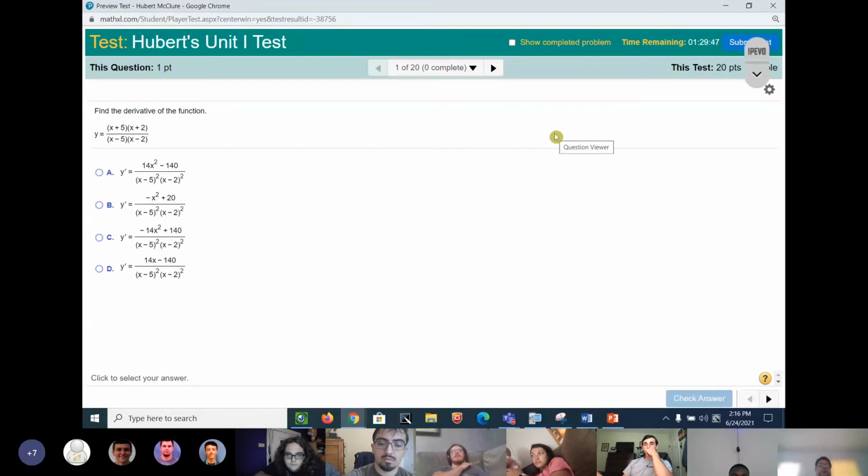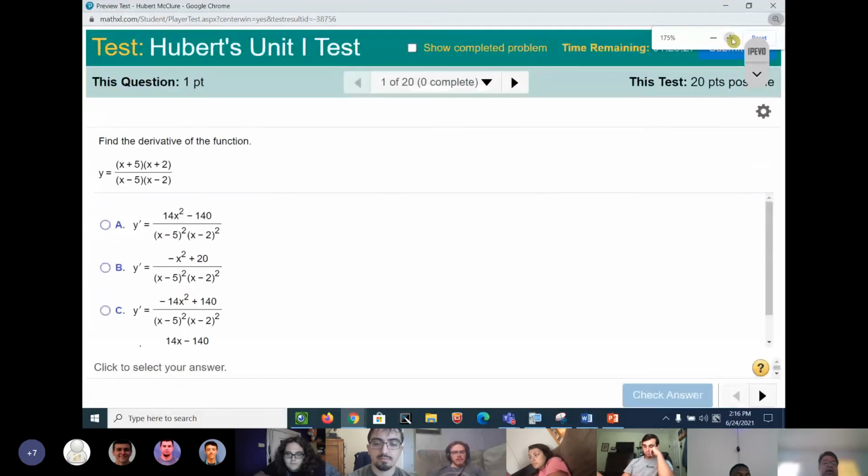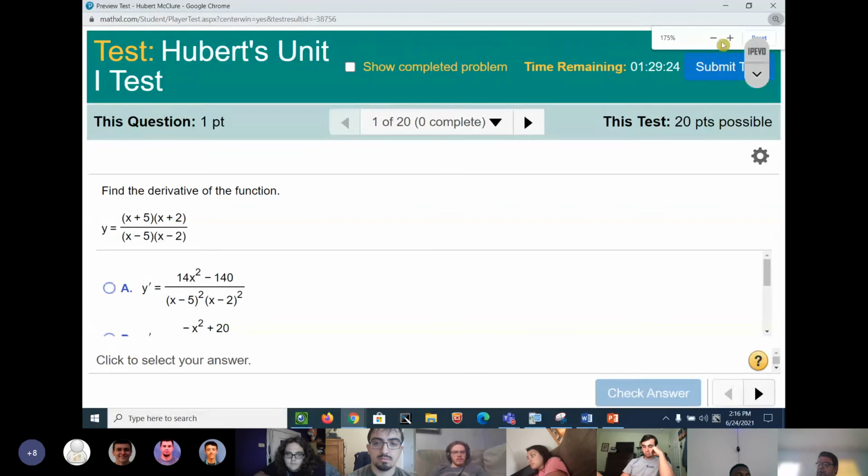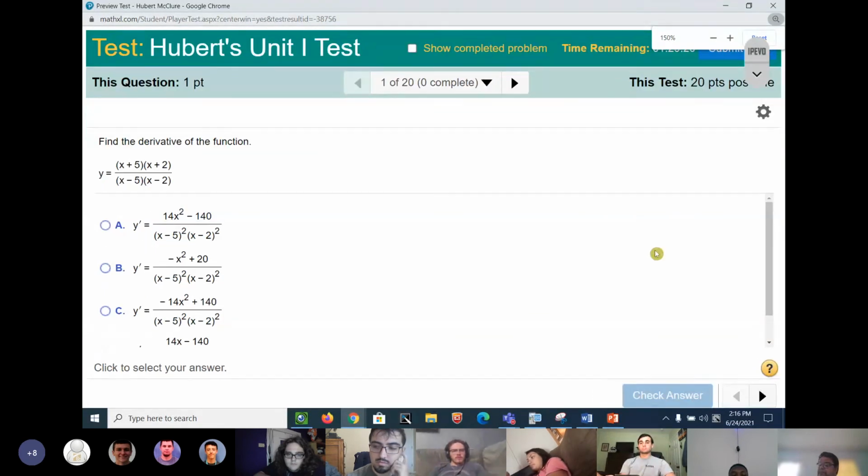Before I do anything, I'm going to use the FOIL method and condense this down. So go ahead and write that one down. I'll blow it up for you a little bit. So y is equal to (x plus 5) times (x plus 2) over (x minus 5) times (x minus 2). I'm going to use the FOIL method because I really don't see a point of doing the product rule inside the quotient rule. I'm going to go ahead and do some algebra.